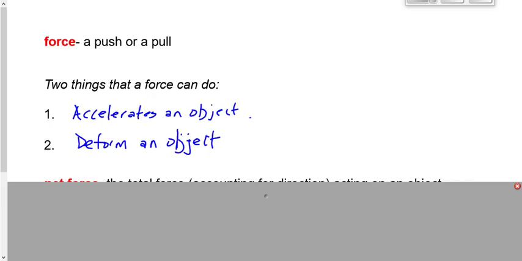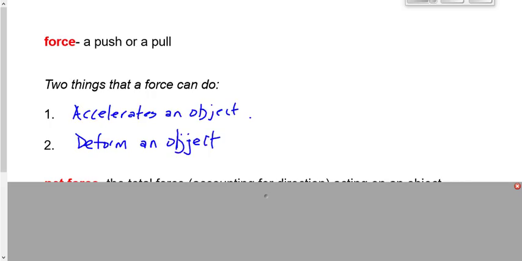If I, let's say I've got one of those exercise balls. You guys know what I'm talking about, right? One of those big red exercise balls. And I sit on that exercise ball. I'm applying a force on that exercise ball. But I'm not causing it to accelerate. It's not speeding up or slowing down. But what do I do when I sit on it? I change the shape of it. I deform it.